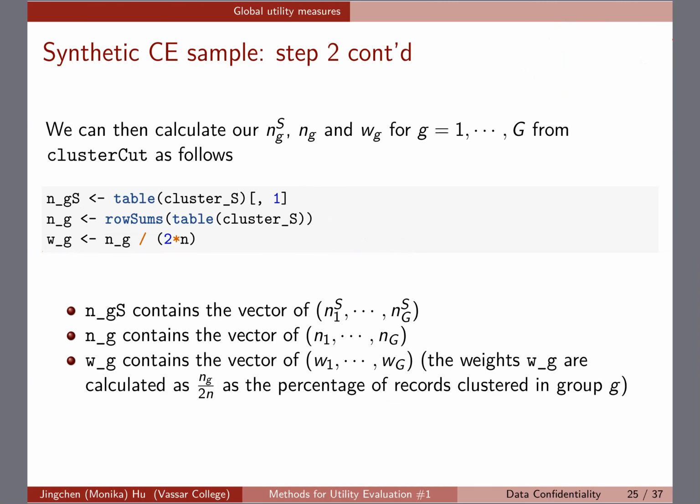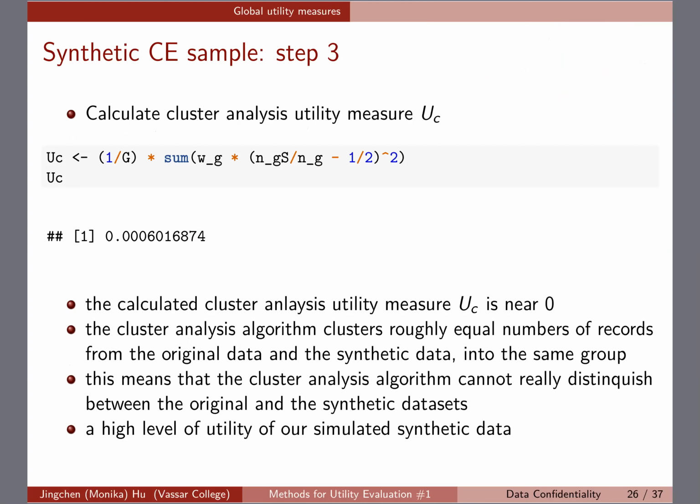The demo that I did in the end had a UC utility measure really close to 0. That means the cluster analysis algorithm clusters roughly equal numbers of observations from the 2 sources into the same group. It also means the cluster algorithm cannot really distinguish between the 2 groups. That indicates high utility, because they're so similar to each other.